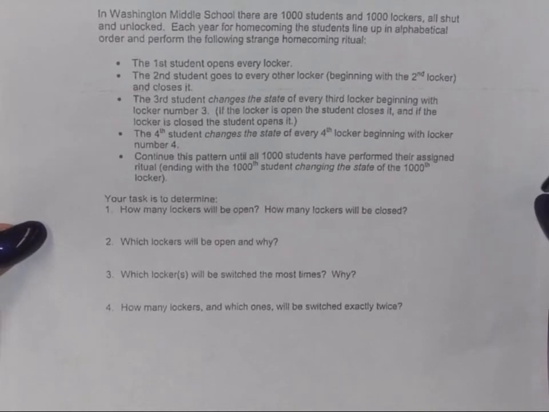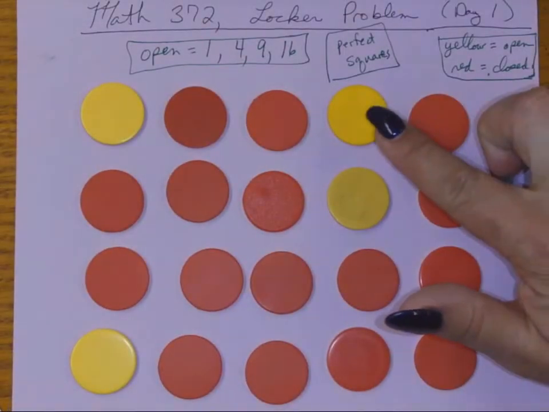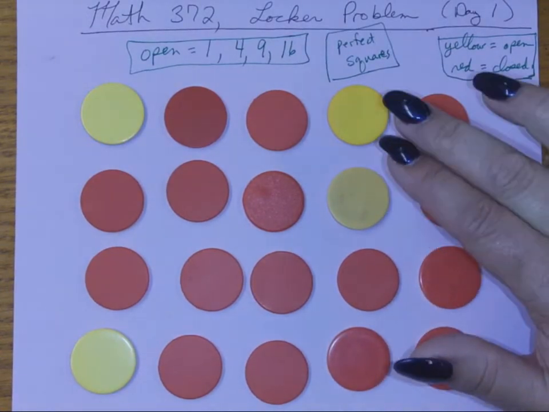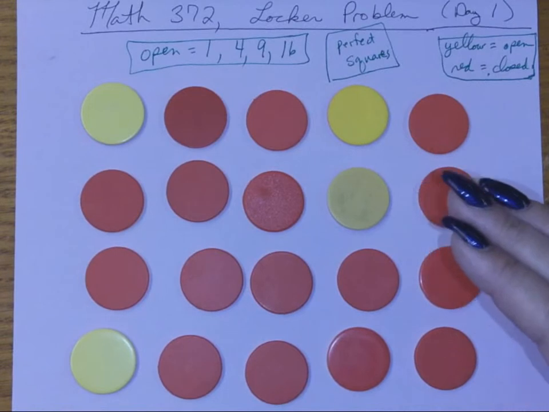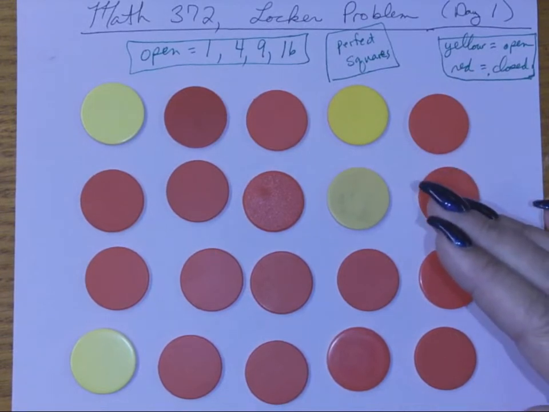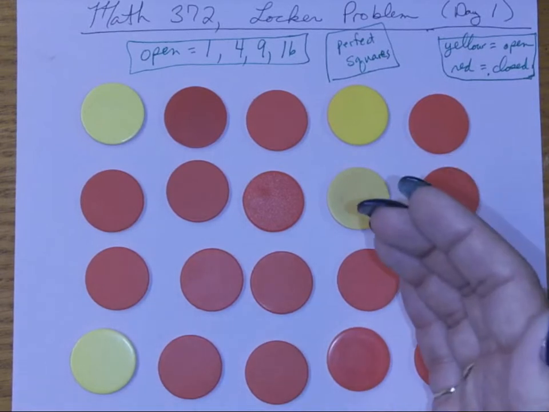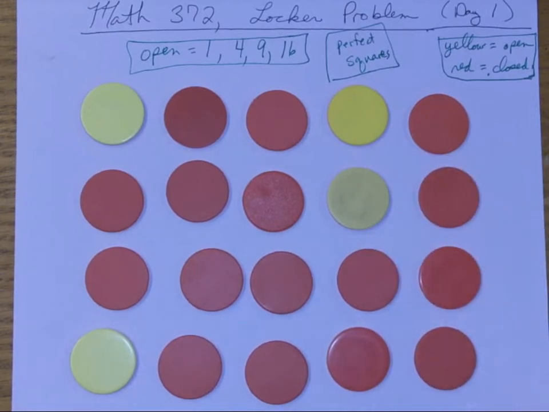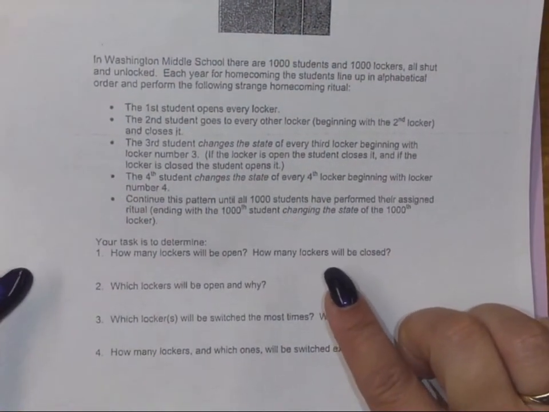How many lockers will be open? How many lockers will be closed? So we just said the open ones are the perfect squares, right? So what your job should be to figure that out is figure out how many perfect squares there are that are less than 1,000, or I should say 1,000 or less, right? So how many perfect squares are there between 1 and 1,000? And then all the rest of them will be closed, right? So we don't have to figure out that number.